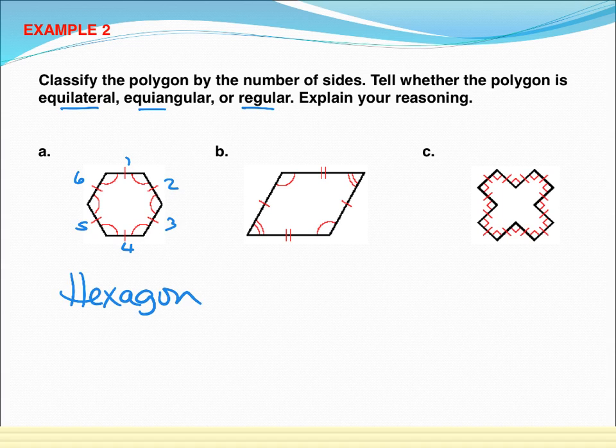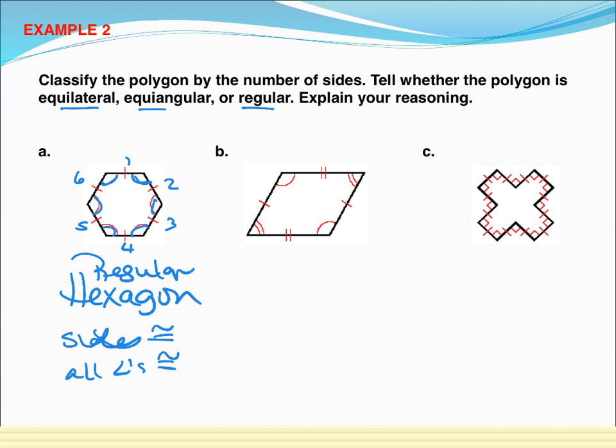Hexagon. Good. Now, so we're going to look to see, notice all angles have the same little congruency mark and all sides have the same congruency mark. So when all sides are congruent and all angles are congruent, this tells me that this figure is a regular hexagon because all sides are congruent and all angles are congruent. Makes it regular.